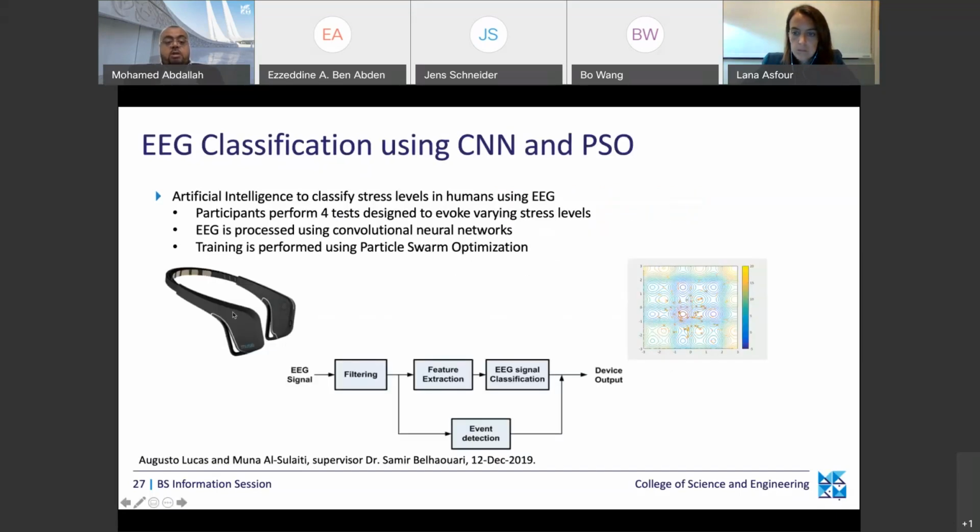And these are also some parts of senior design projects, final year projects, which our students have done here at HBKU. I will just go very quickly over them. For example, they developed an artificial intelligence technique to classify stress level based on EEG classification using a convolutional neural network, which is a part of artificial intelligence, and something called particle swarm optimization. So they were able to develop an AI system that can detect stress level.